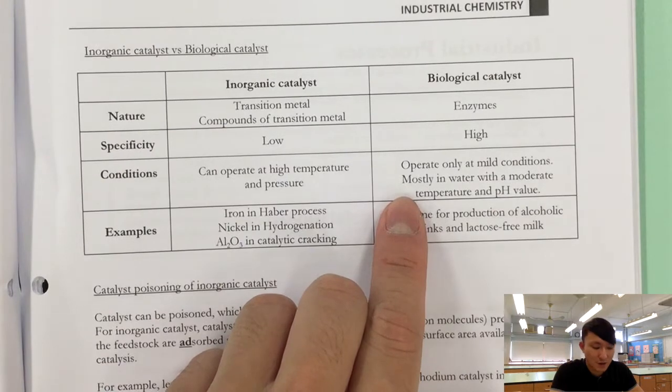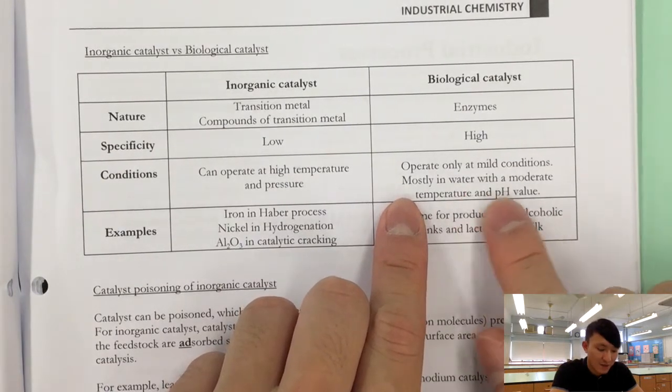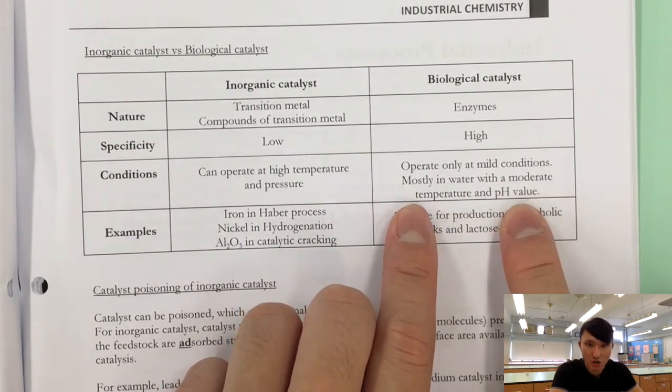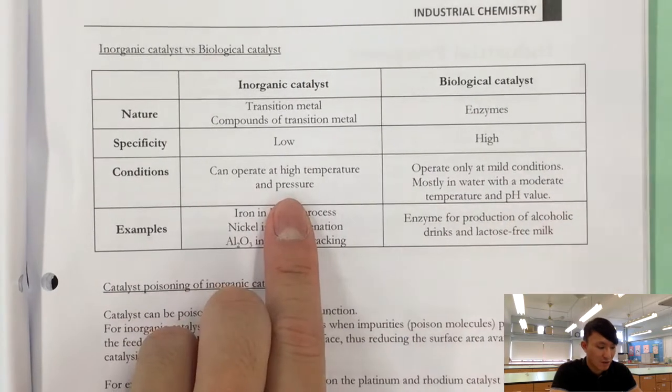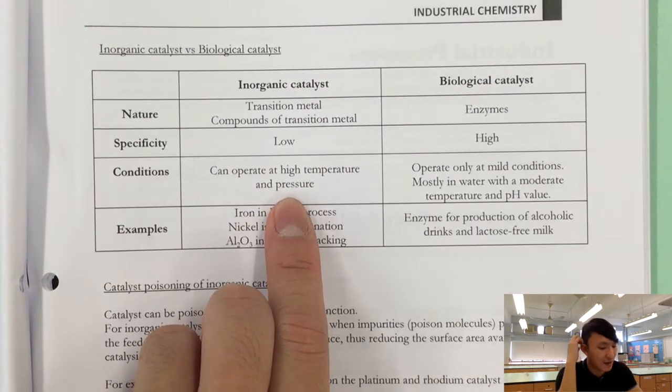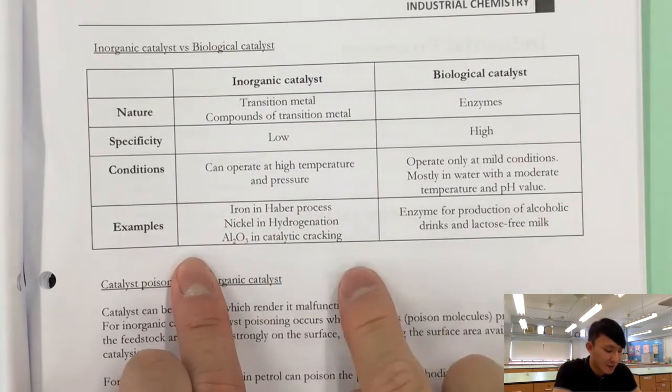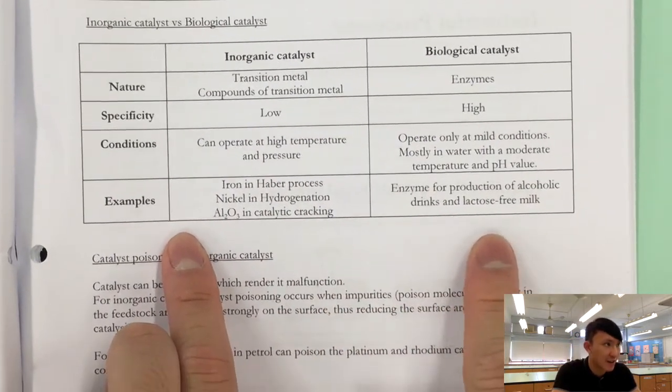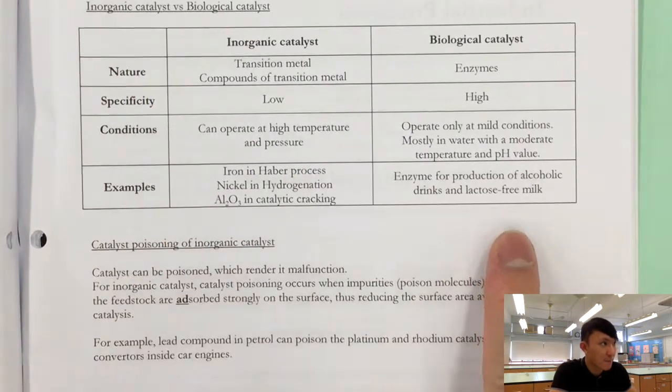Also, enzyme is often dissolved in water with a moderate temperature and pH. Okay? For inorganic catalysts, it could be organic solvent, it could be water, right? And it can also be used at extreme conditions. Okay? Down here, there are some examples.